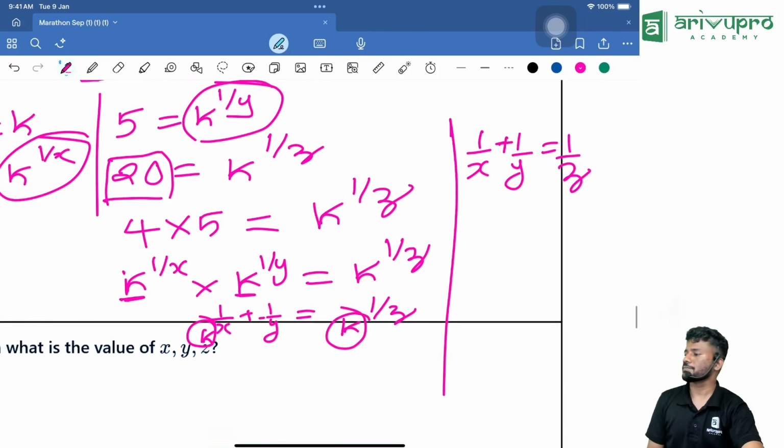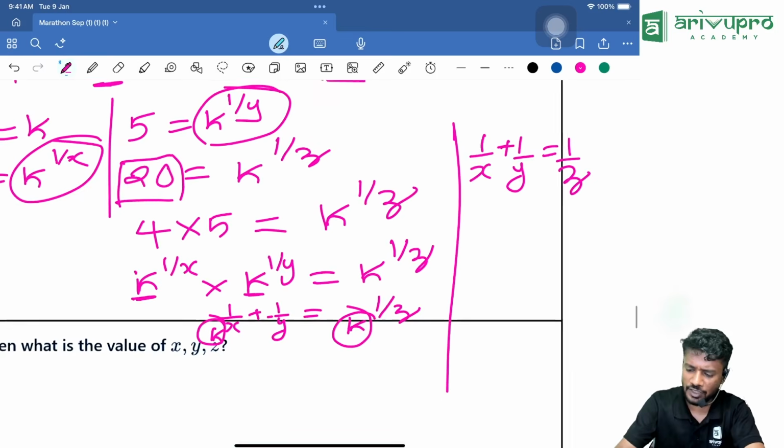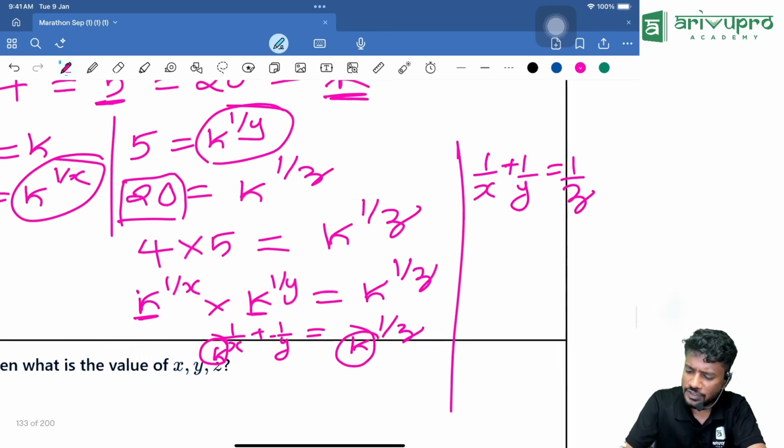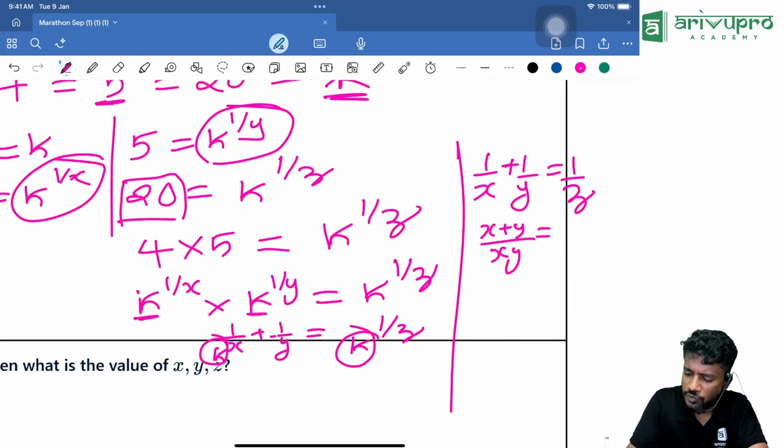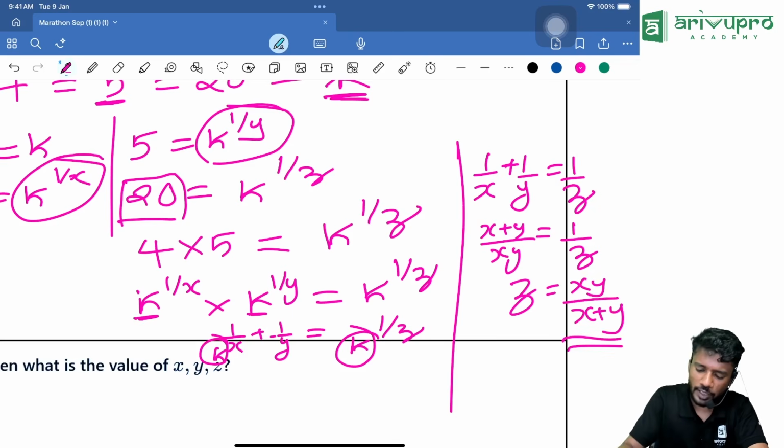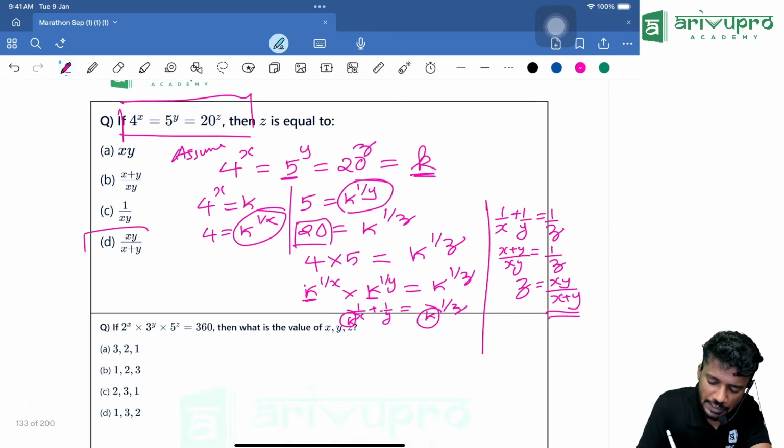This is the method. From that we can find the value of z. Take LCM, x plus y divided by xy, which is equal to 1 by z. So z is equal to xy divided by x plus y. So option D is the answer.